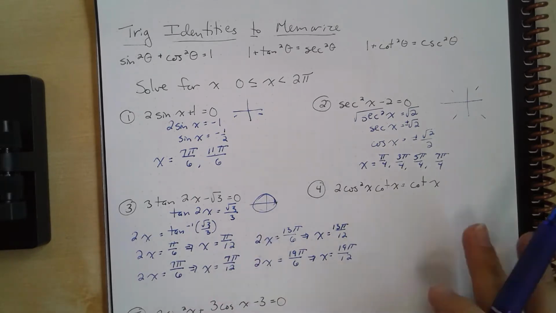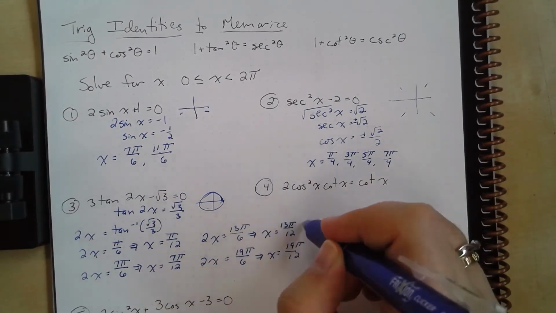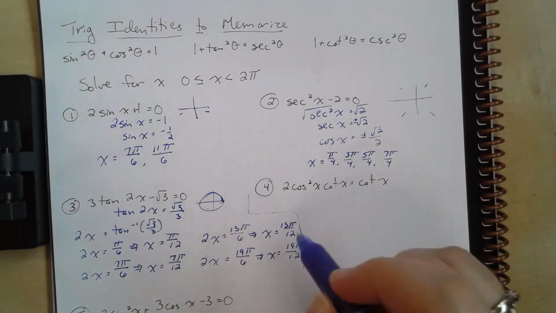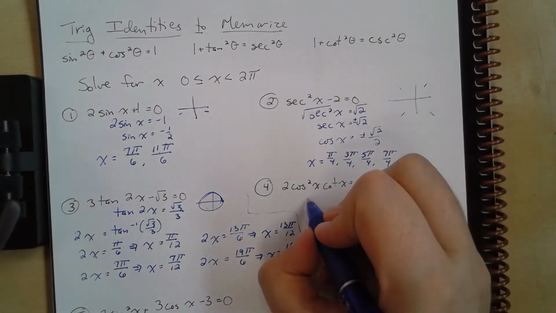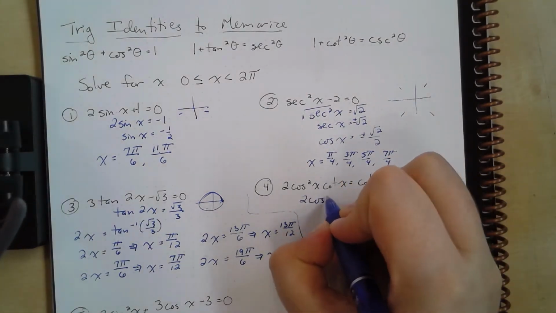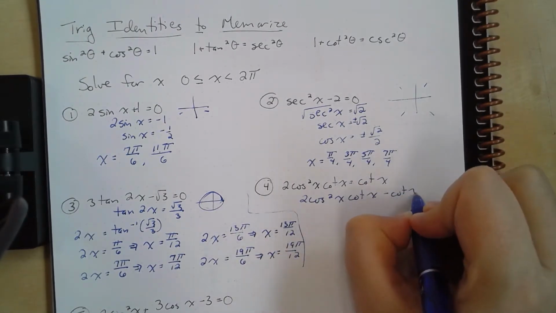Let's go over here to number 4. It doesn't really look like I've left myself enough room, but I will try my best here. So I'm going to go 2x, 2 cosine squared x cotangent x is equal to cotangent x. The first thing I want to do is get everything over to one side. So I have 2 cosine squared of x cotangent x minus cotangent of x is equal to 0.